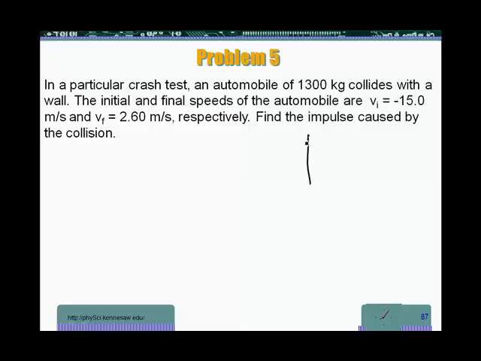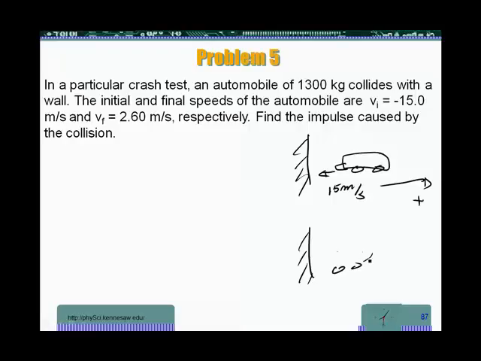Okay, so this is our situation. Considering this as the positive direction, the car is moving initially in this direction at 15 meters per second, and then, so this is again my wall. Of course, it's somewhat destroyed car, and it's going to move back this way at 2.6 meters per second. And they are asking us to find the impulse.